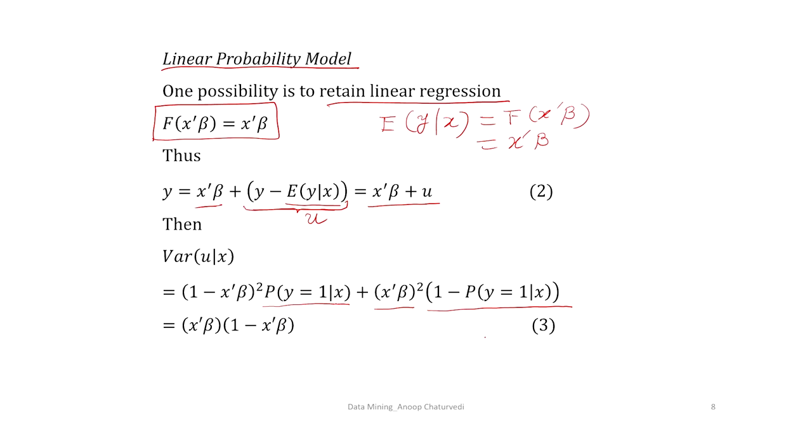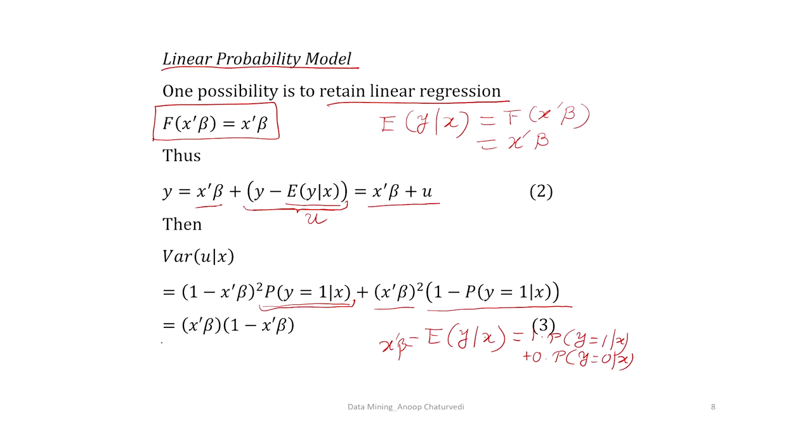Now, this probability y equal to 1 given x is same as expectation of y given x. What is expectation of y given x? This is equal to 1 into probability y equal to 1 given x plus 0 into probability y equal to 0 given x. So, ultimately you get probability y equal to 1 given x equal to expectation of y given x, and expectation of y given x is x transpose beta. So, we substitute the value of this probability here.